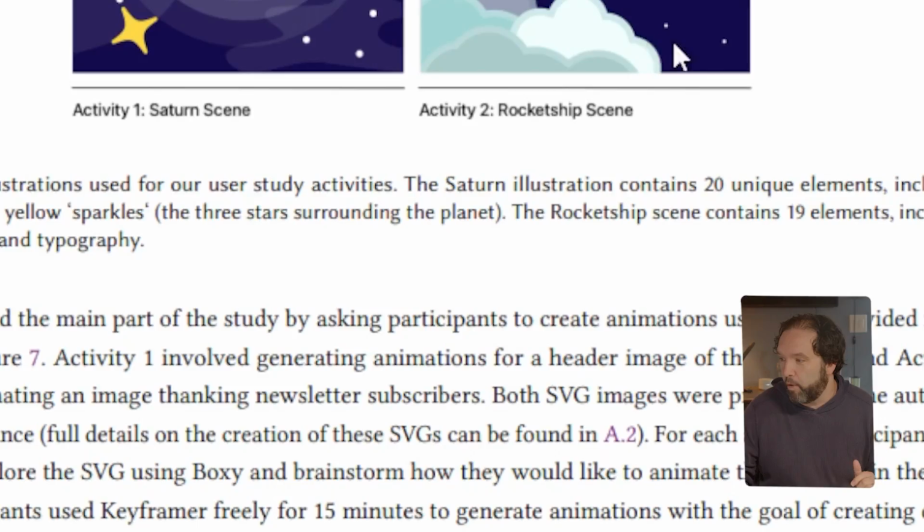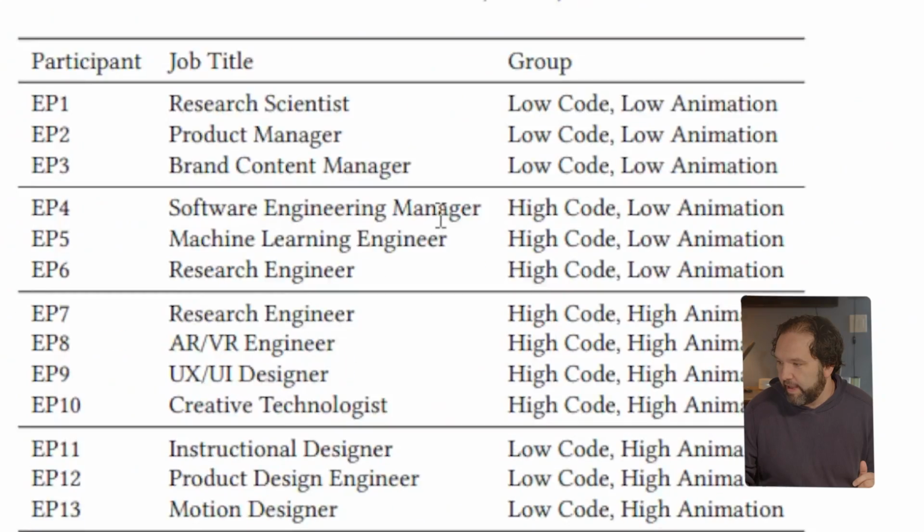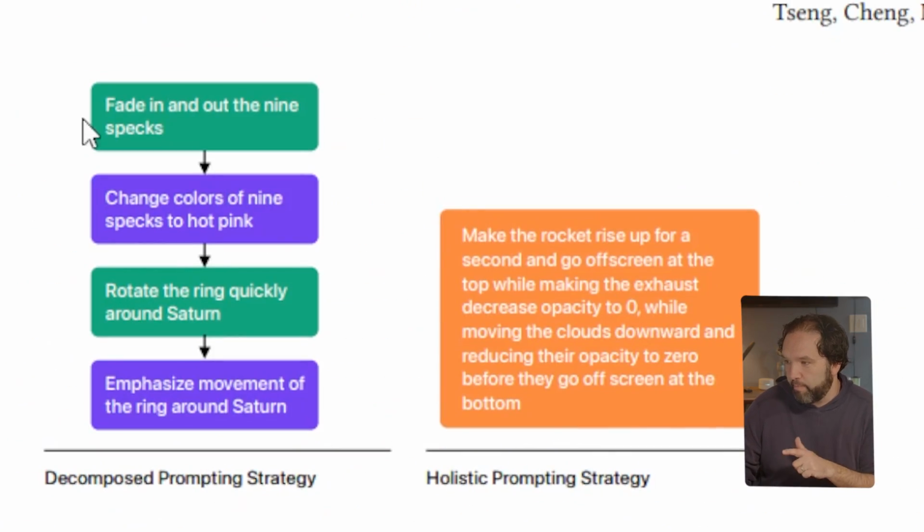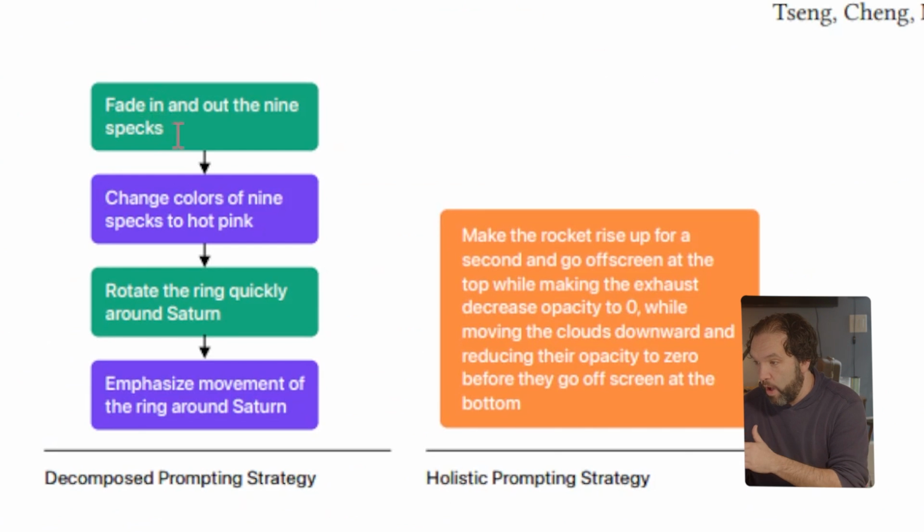Now, in the study, most users used the idea of decomposed prompting. So if you look right here, you'll see what I'm talking about. Decomposed prompting talks about each little aspect, like fade in and out the 9 specks, change colors of 9 specks to hot pink, rotate the ring quickly around Saturn, emphasize movement of the ring around Saturn.